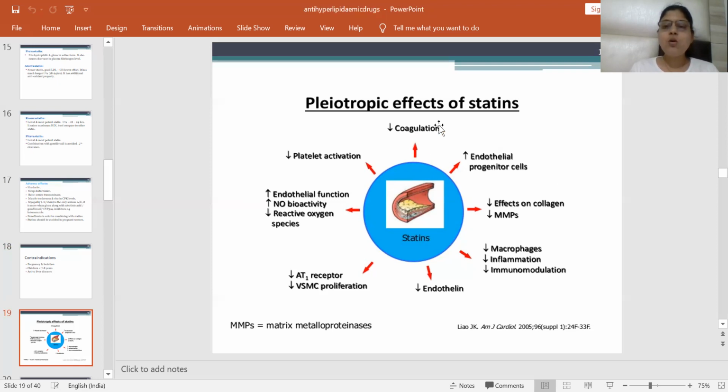Anti-thrombotic action is reduced coagulation, increased endothelial progenitor cells, and endothelial dysfunction will be inhibited. There will also be decreased effects of collagen, matrix metalloproteinases will be decreased, so there is no fibrosis, collagen formation is not there, and decreased inflammation, decreased immunomodulation, decreased macrophages, decreased endothelin, and AT1 receptor action is reduced. So vascular smooth muscle proliferation is also reduced, reactive oxygen species will be reduced, nitric oxide vasodilatory action is increased, and platelet activation is decreased. These are the pleiotropic effects of these statins.